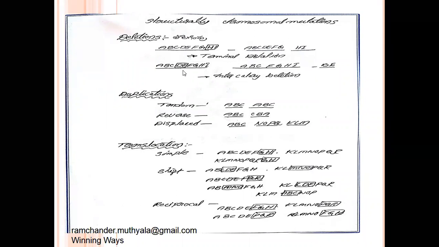The next type of deletion is intercalary deletion. Intercalary deletion means the middle genes of the chromosome are eliminated or deleted. Here is a normal chromosome containing A, B, C, D, E, F, G, H, I. D and E are the intercalary genes, the middle portion of the chromosome. These D and E genes are deleted or eliminated from the chromosome by mutation.